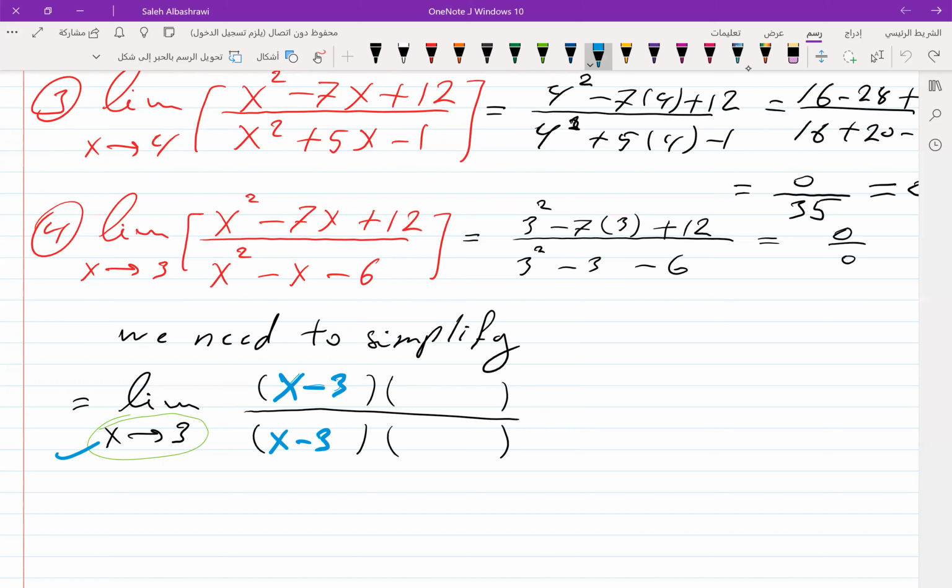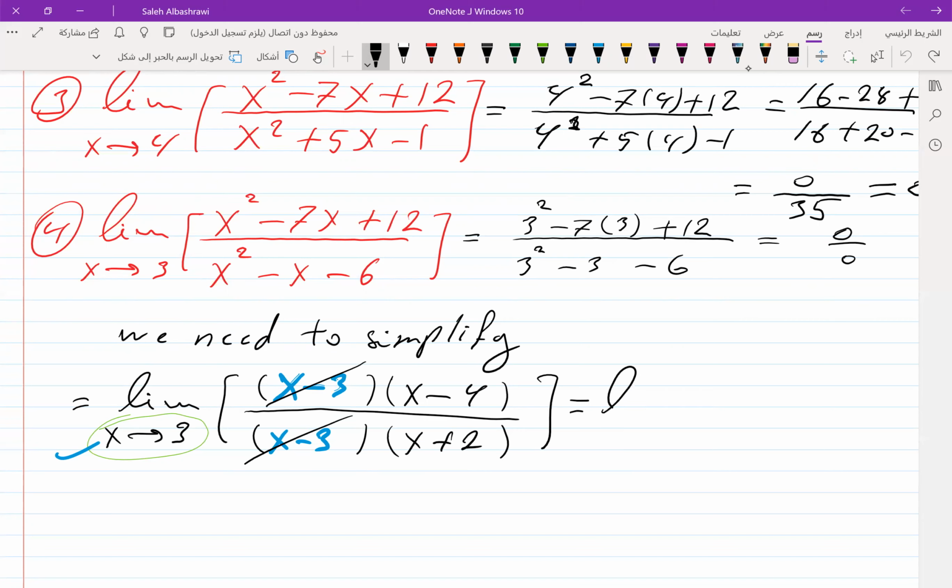Now the other factor, it is x squared minus 7x plus 12. It is x minus 3 multiplied by x minus 4. These are the factors of the numerator: x minus 3 multiplied by x minus 4, divided by x minus 3 multiplied by x plus 2. This is by factoring. Now you can see that I have a common factor, which is x minus 3. So we can remove x minus 3 from the numerator and the denominator.